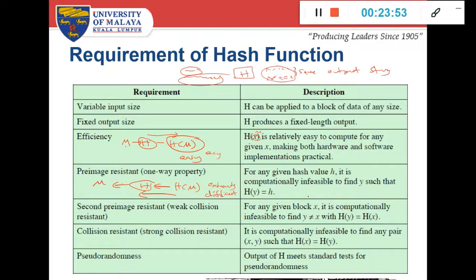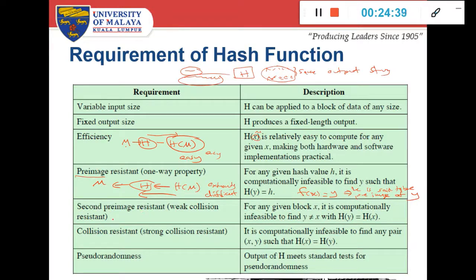Okay, in a mathematical way, if f(x) is equal to y, in mathematical notation, x is said to be the pre-image of y. If you have a mathematical function f(x) is equal to y, x is said to be the pre-image of y. So this is pre-image resistance.